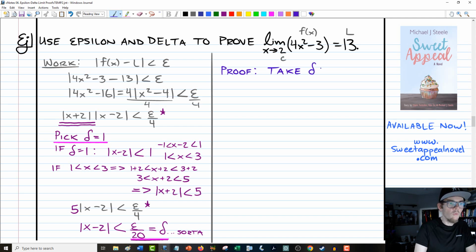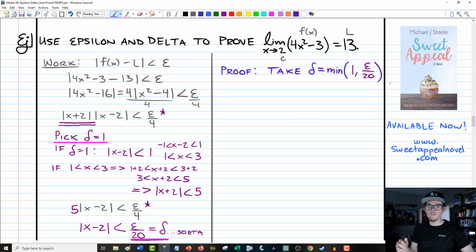When we take our delta, we're going to let delta be the smaller of those two. So the way that looks formally is you'll say let delta be the minimum of two different things. It'll be the minimum of 1 and epsilon over 20. And what that does is it guarantees that we are close enough in this case. It guarantees that we are within the value that we actually need.